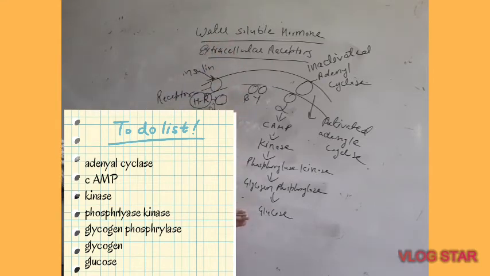is glucose only, and when this glucose is formed, it comes out of the cell, right, or it is broken down and starts doing its own function. So this was all about water soluble hormones and how these hormones act inside the cell. Take the example of insulin. What is the function of insulin? The function of insulin is to break the glucose, right? And how is glucose formed in our body?